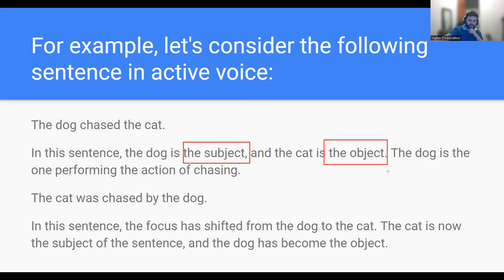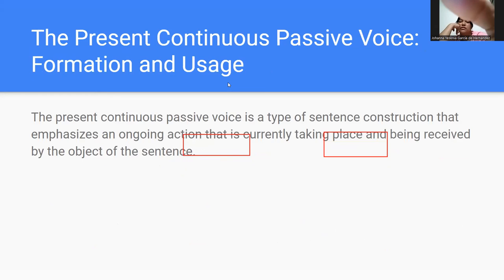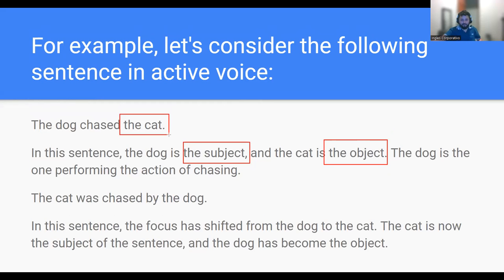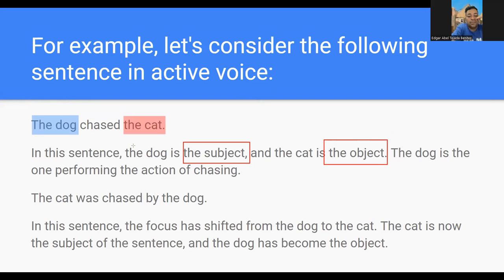So now, take a look at this. I'm going to show you an example of passive voice, okay? Analyze this example, guys. So we have the cat, which we said was the object, right? The object is going to be in red, and the subject is going to be in blue, okay? I want you to notice what happens here.